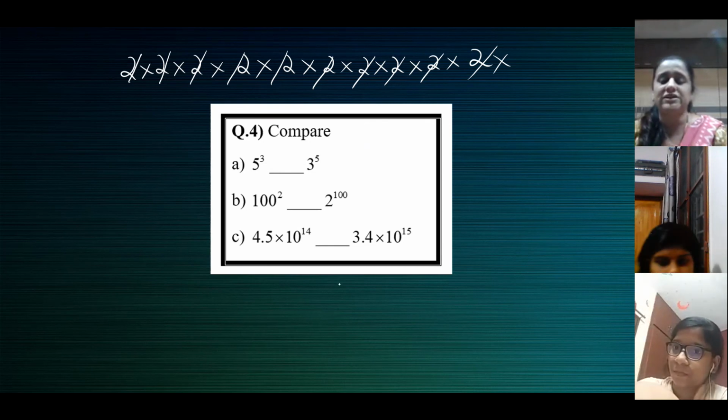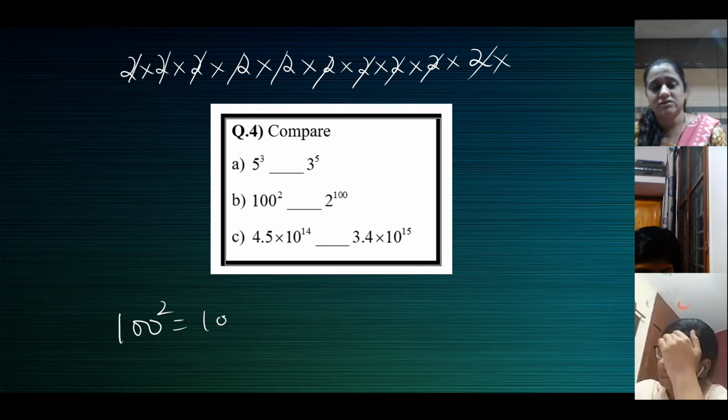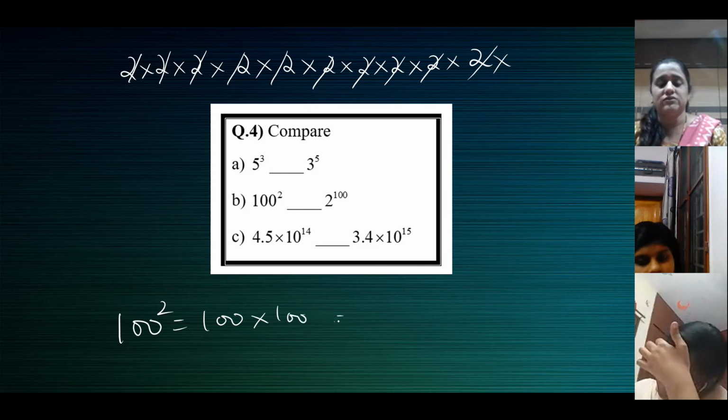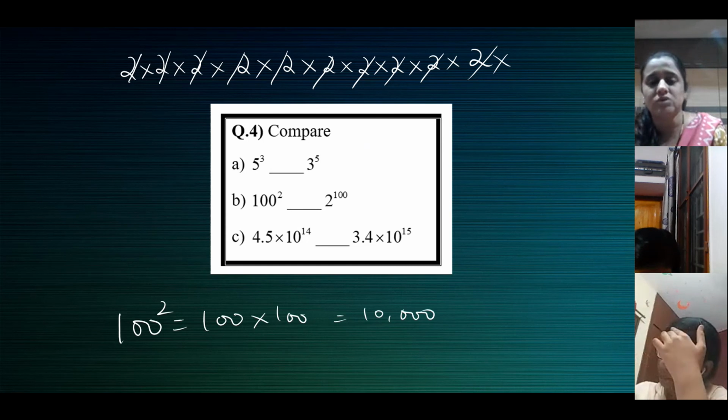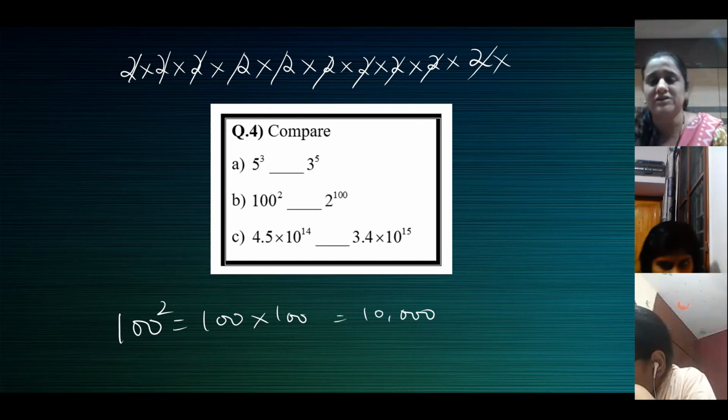But 100 square is only 10,000. 100 squared is 100 into 100, which is 10,000. But when you calculate 2 to the power 100, you can't calculate it fully, but to some extent. So we did till 10, 2 to the power 10.